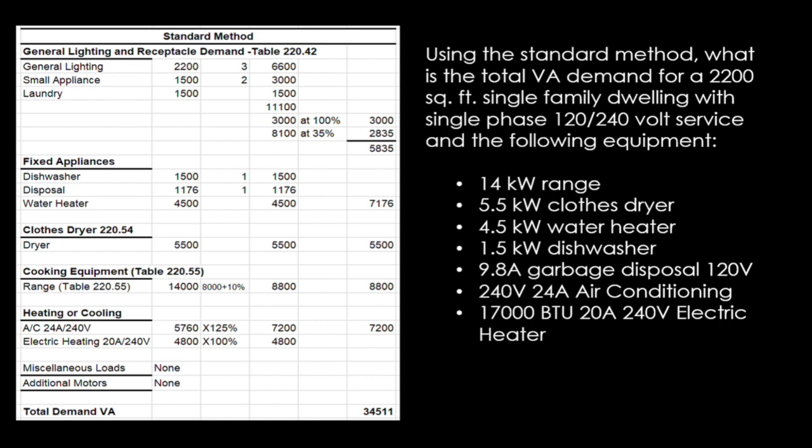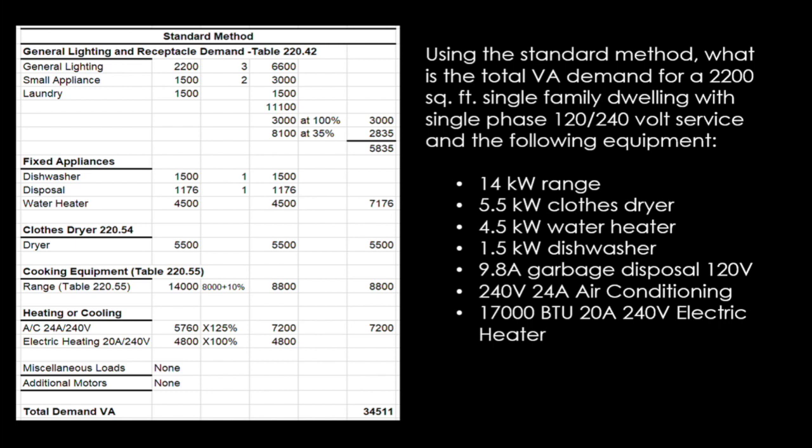We got 2,200 square feet times 3. That's going to be 6,600. And then we've got our two small appliances at 1,500 apiece. That's going to be 3,000, plus our laundry at 1,500. So we add all those together, the 6,600 plus our 3,000 plus our 1,500, that's 11,100.